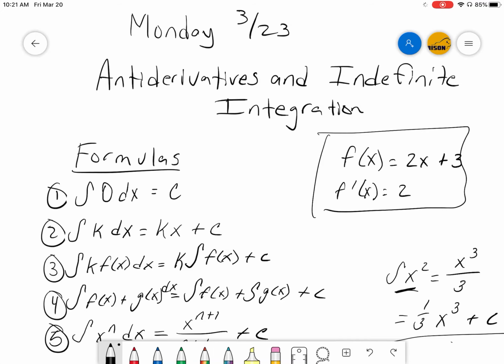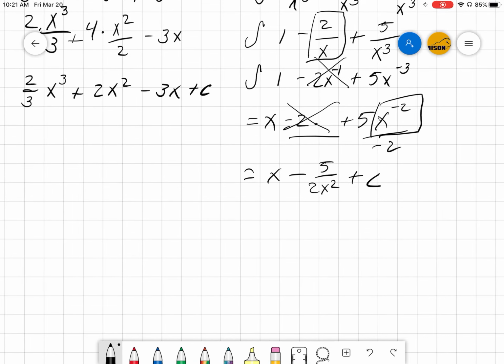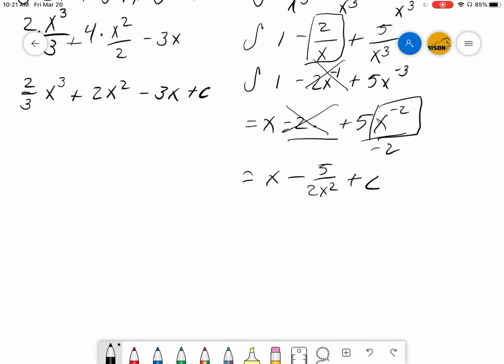The assignment that we're going to do going along with this will be page 287, numbers 11 through 22. 22 is a little bit of a challenge. It's something squared. I think you'll be able to figure that out. It's not bad. You just have to FOIL it and then go from there. Don't forget to add in your plus C's.